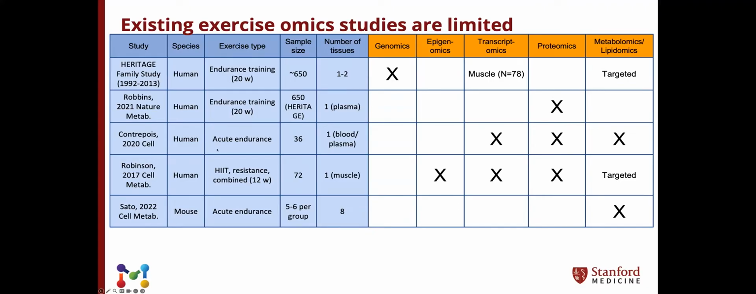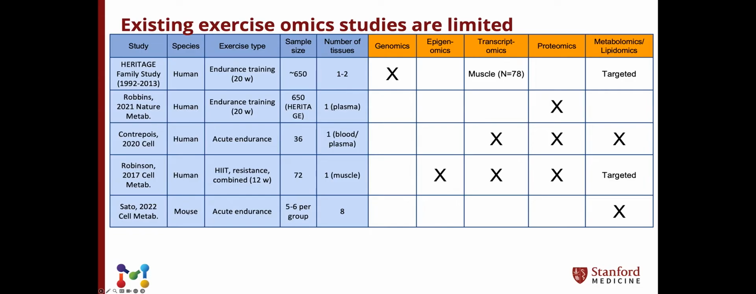We have a couple of examples here from looking at acute exercise in blood with multiple omes, but only 36 people. One study from Robinson that looked at different modalities of exercise, because there's also a lot of variability in what type of exercise people are looking at. So this study looked at 12 weeks of training in 72 individuals, had one tissue, skeletal muscle, and looked at multiple omes across this one tissue.